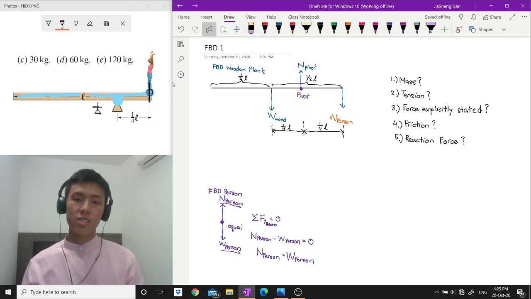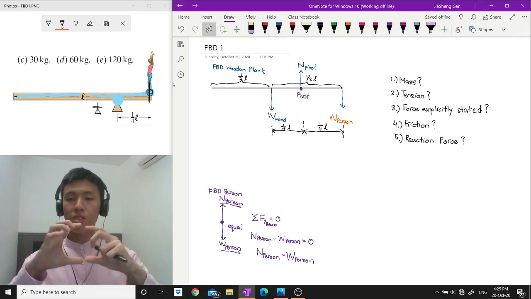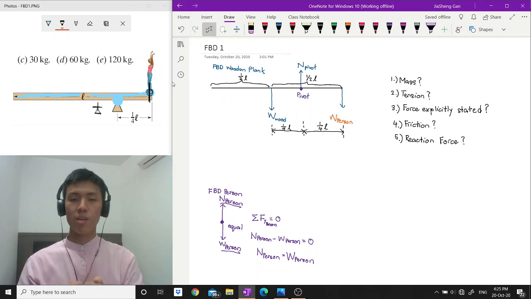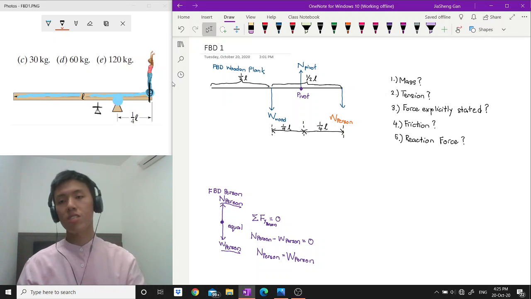Okay, so that's it. That's a free body diagram for this situation. Make sure the first thing you do is you represent the object with a line, or if it's a pulley, then it's a circle. Depends on the shape of the object. Then you ask yourself the 5 questions, then slowly add on forces at the specific position of the object itself.